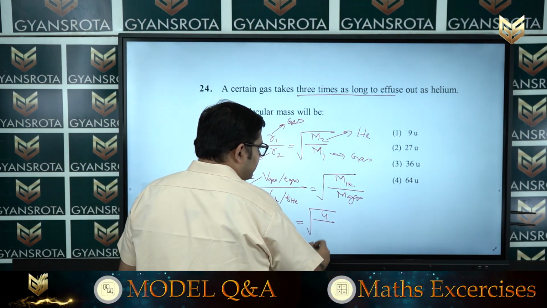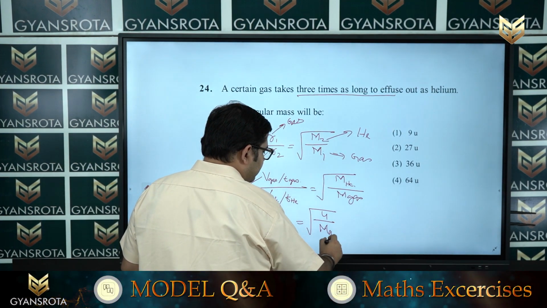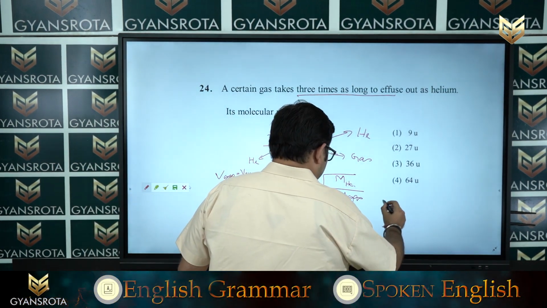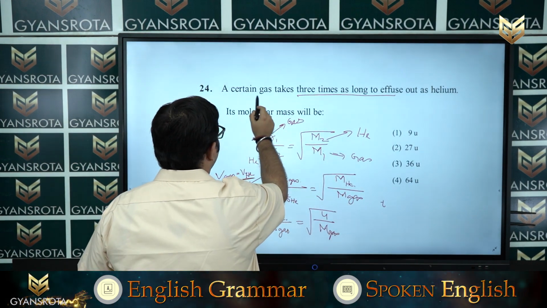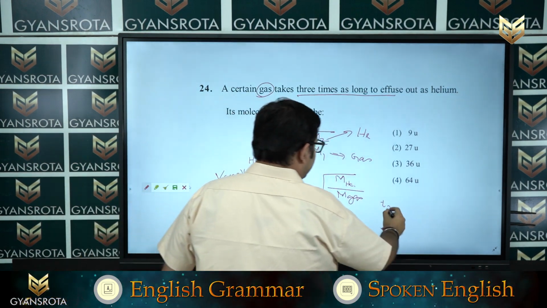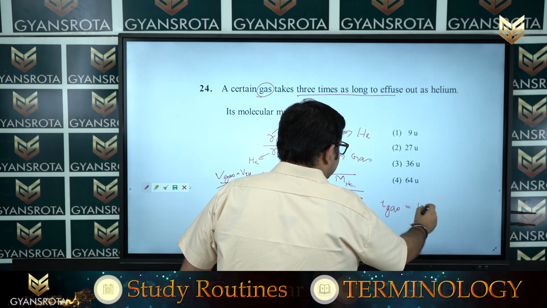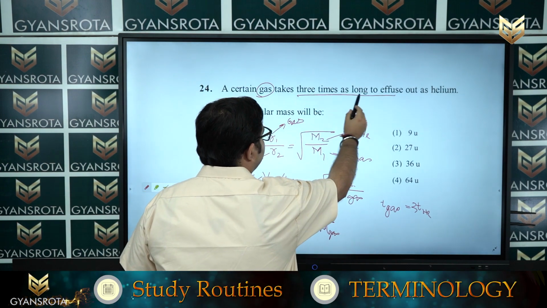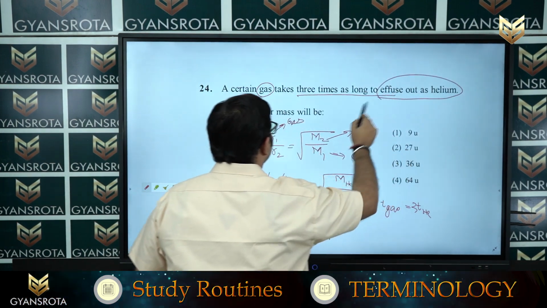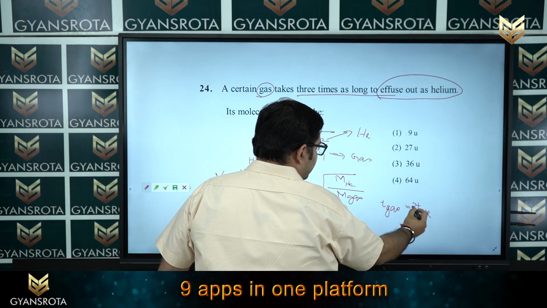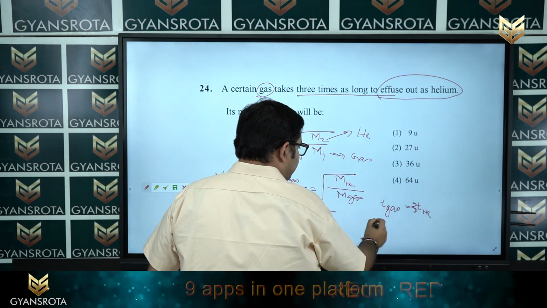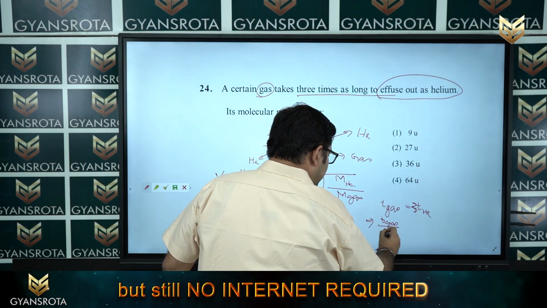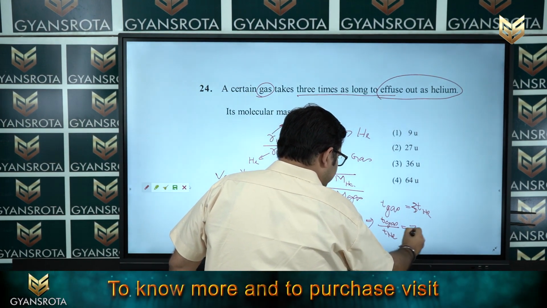It will be 4 and we have to find out the mass of gas. In this question, it is written that a certain gas takes 3 times as long to effuse out as helium. So T gas is equal to 3 times T helium. Now, T gas by T helium will be 3.